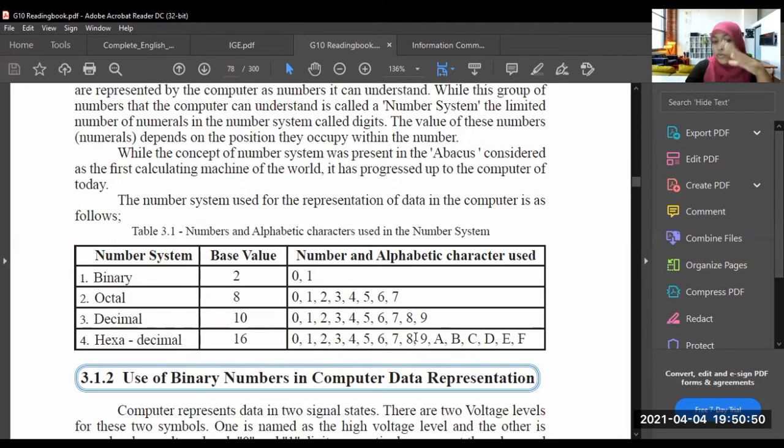Okay, 0, 1, 2, 3, 4, 5, 6, 7, 8, 9. There is no single digit for 10. Instead of 10, we use the letter A. It is only in hexadecimal, okay? These alphabetic characters are only used in the hexadecimal number system. So if we represent the number 10 in hexadecimal, it is A. If it is 11, B, 12, C, D, E, and F, right?